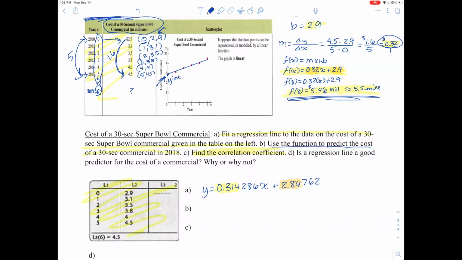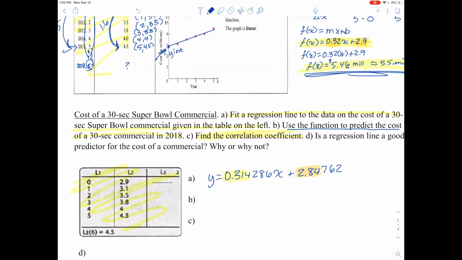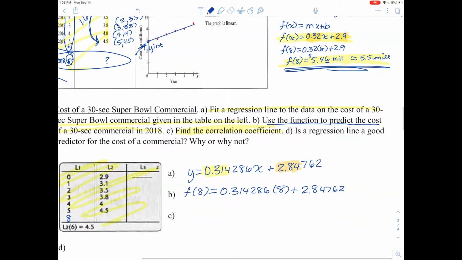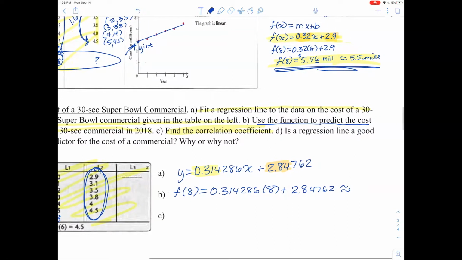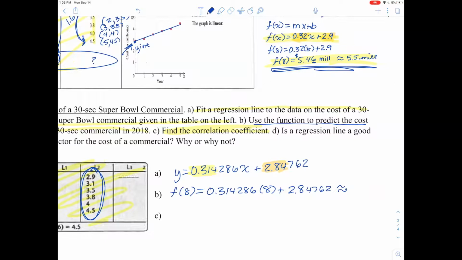Okay, B says predict the cost of a 30-second commercial in 2018. So 2018 was year 8. You recall we did that. So we're just going to do it in function notation, the f of 8, 0.314286 times 8 plus 2.84762. But we are going to go ahead and round to the nearest tenth, because that's the degree of accuracy we were given in the problem. And so that gives us 5.36. So we're just going to go with about 5.4 million.